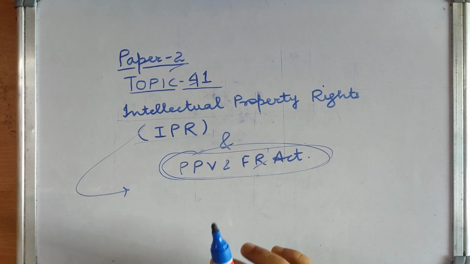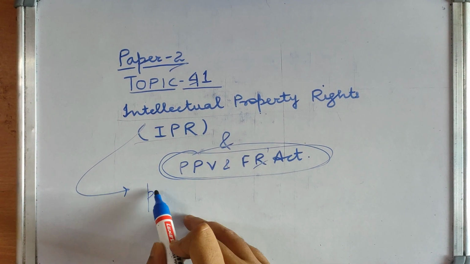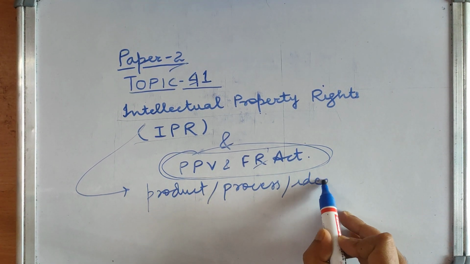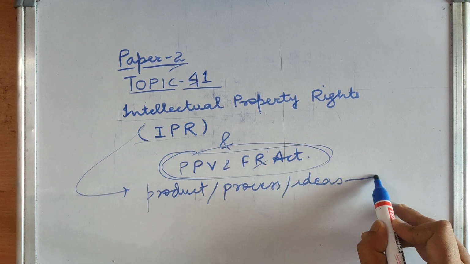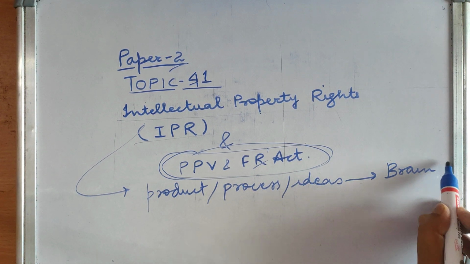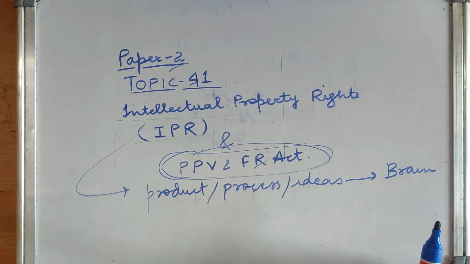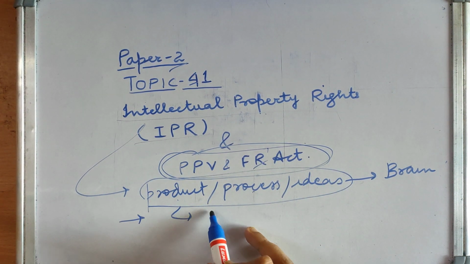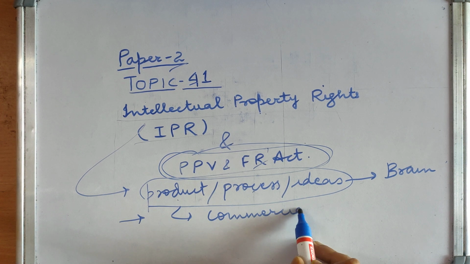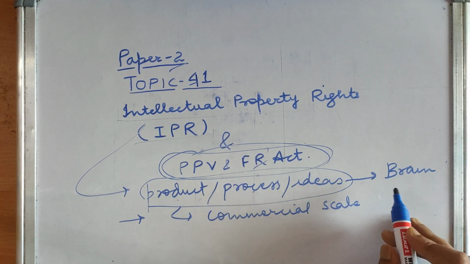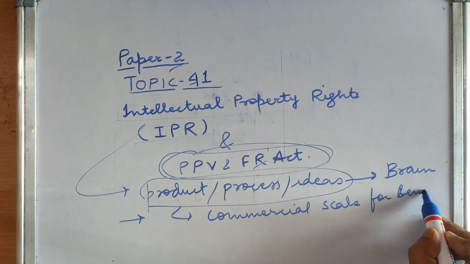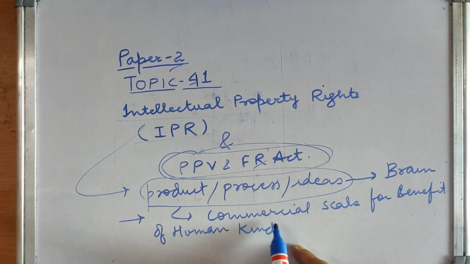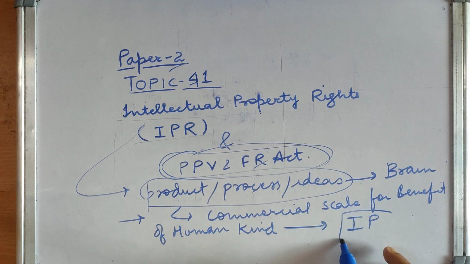So what are these intellectual property rights? The product, process, and ideas which are the outcome of the brain of a person, and can be used on a commercial scale for the benefit of humankind, is known as intellectual property.